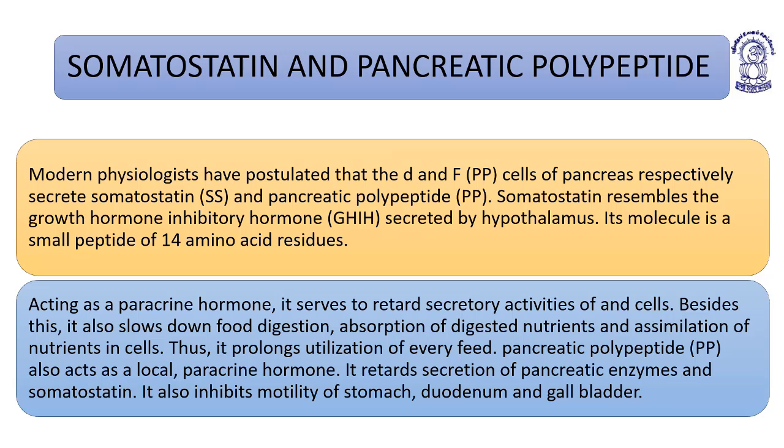Somatostatin and pancreatic polypeptide. Modern physiologists have postulated that delta cells and PP cells, or pancreatic polypeptide cells, of the pancreas respectively secrete somatostatin and pancreatic polypeptide. Somatostatin resembles the growth hormone inhibitory hormone secreted by hypothalamus. Its molecule is a very small peptide of 14 amino acid residues.